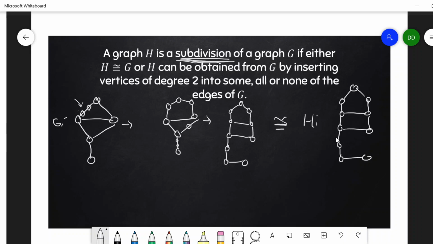And so that's isomorphic to H. So this is the idea of subdividing edges. Here we say H is a subdivision of G.